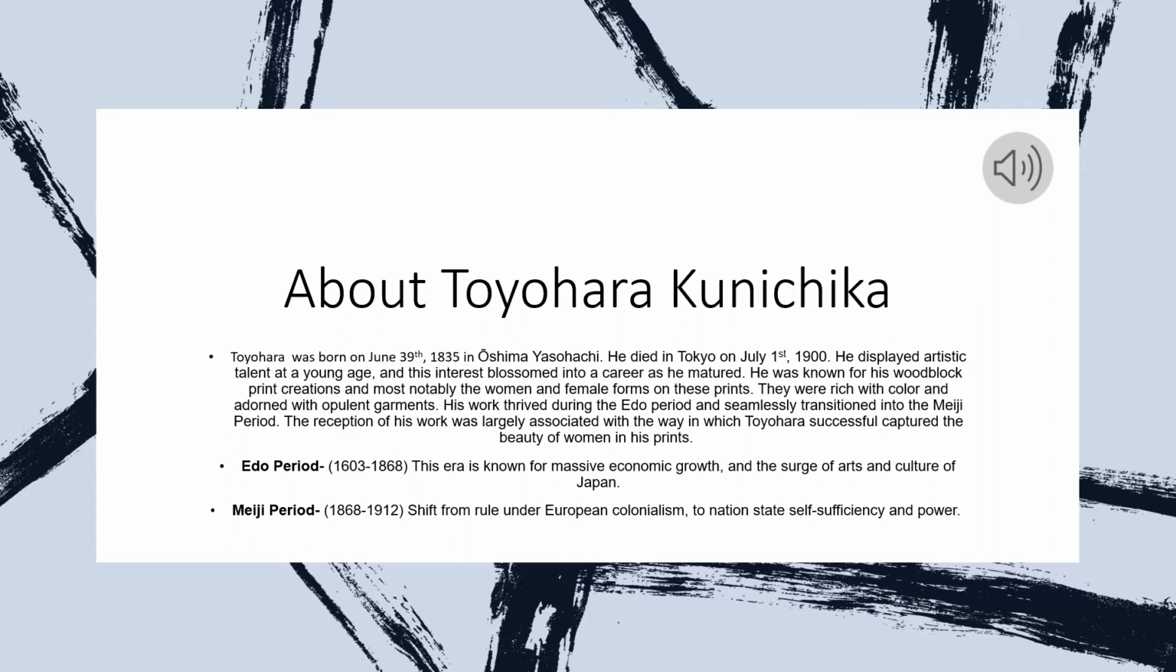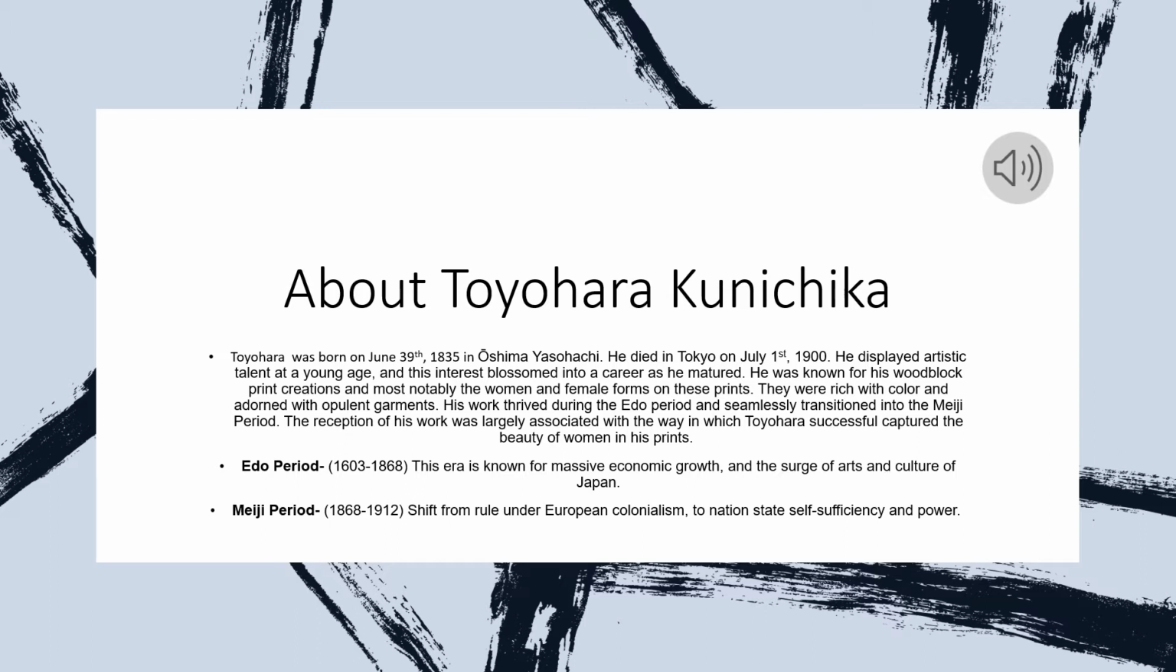For some background information on our artist, Toyohara was born on June 29, 1835 in Oshima, Yasuhachi, and died in Tokyo on July 1, 1900. He displayed artistic talent at a young age, and this interest blossomed into a career as he matured. He was known for his woodblock print creations and most notably the women and female forms on these prints. They were rich with color and adorned with opulent garments. His work thrived during the Edo period and seamlessly transitioned into the Meiji period.